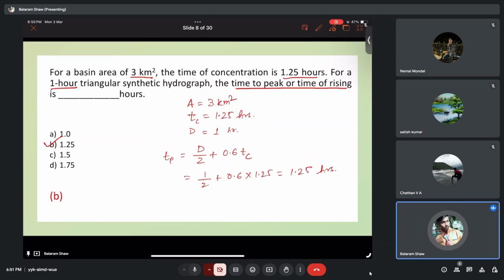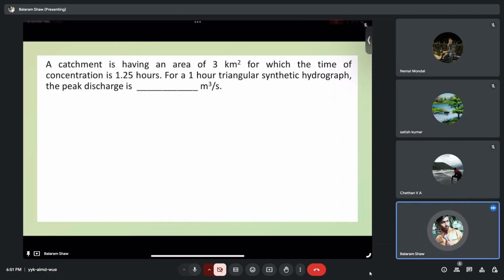Okay, so we'll move to the next question now. A catchment has an area of 3 square kilometers for which the time of concentration is 1.25 hours again. So the data is the same. We just need to find the peak discharge, right? From the earlier one, we'll write it again: area is 3 square kilometers, time of concentration is 1.25 hours and duration is 1 hour. And we also got time to peak as 1.25 hours, correct? And we need to find the peak discharge.